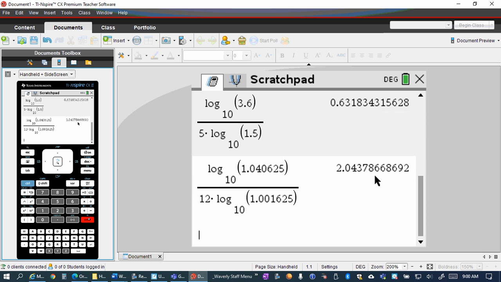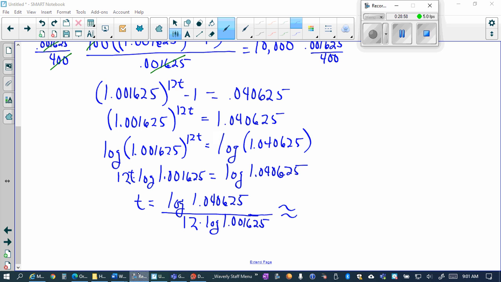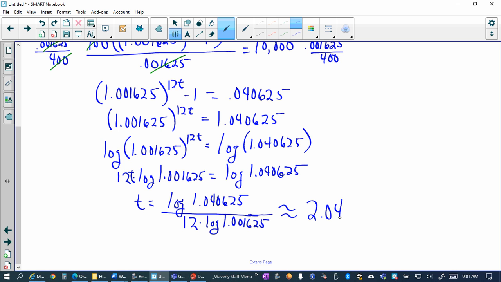It's like 2.04 years. Double check my numbers here. 1.0265. Okay. So 2.04 years it will take for your monthly deposits of $400 to reach the balance required of $10,000.